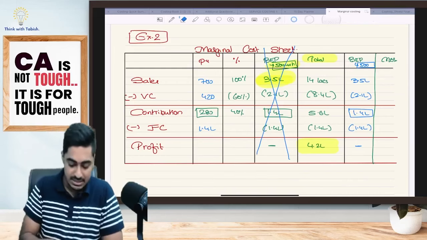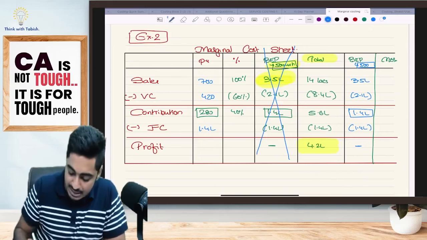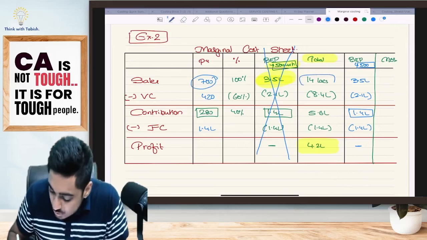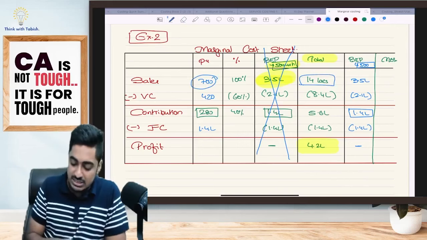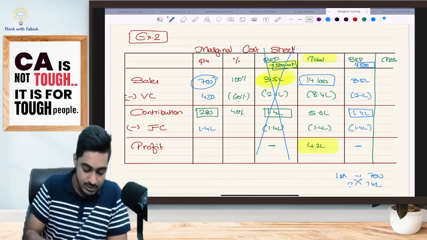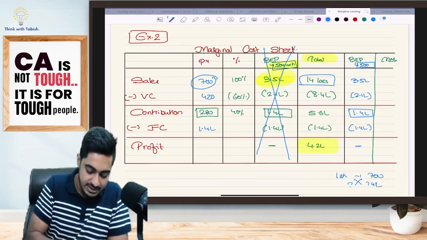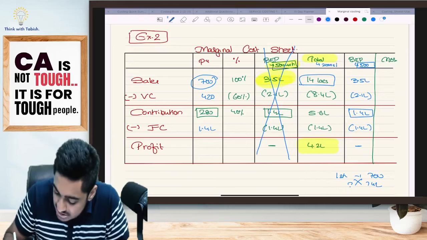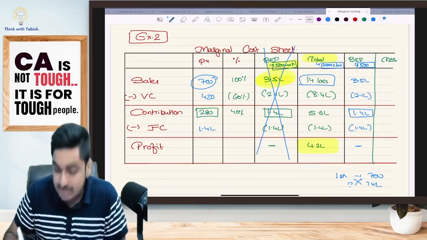Pay attention. Tell me, students, every shirt I am selling at 700 rupees. My total sale was 14 lakh rupees. That means how many shirts should I have sold? Simple, sir. One shirt I am selling at 700. That means if I am selling, total 14 lakh divided by 700. That means total 2,000 shirts I should have sold. Yes or no, everyone? Yes, sir.